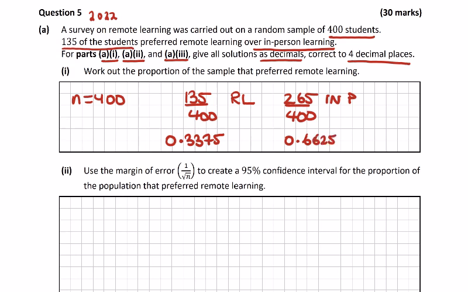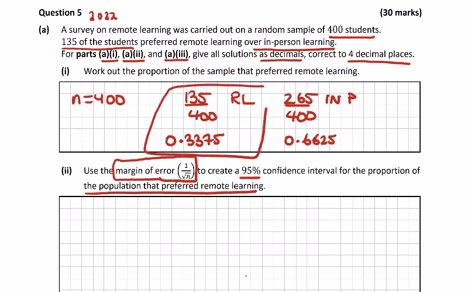Use margin of error, and they've given you the margin of error. You don't even have to look it up. It is 2022 after all. To create a 95% confidence interval for the proportion of the population that preferred remote learning. So we're dealing with this one here.